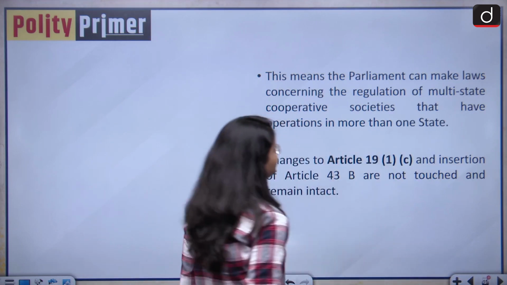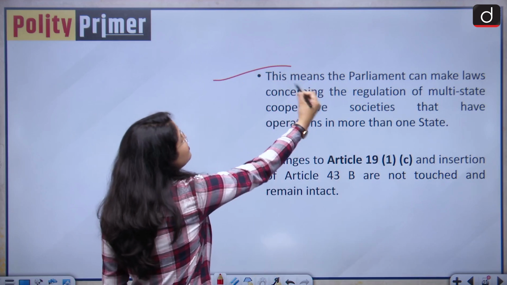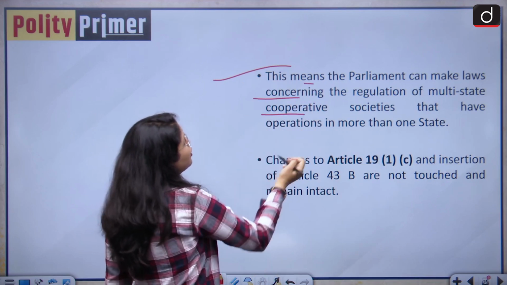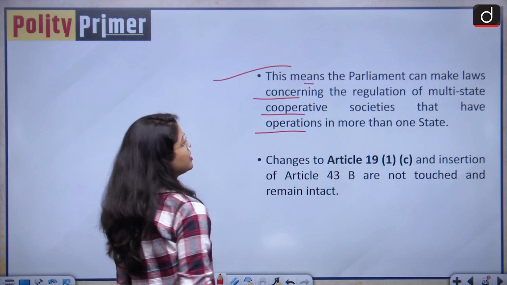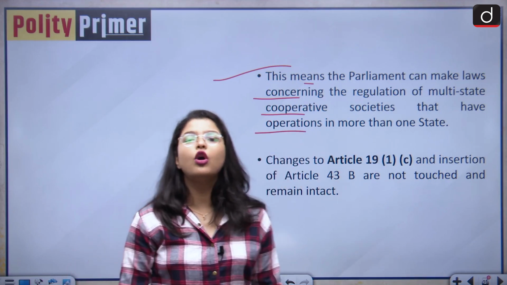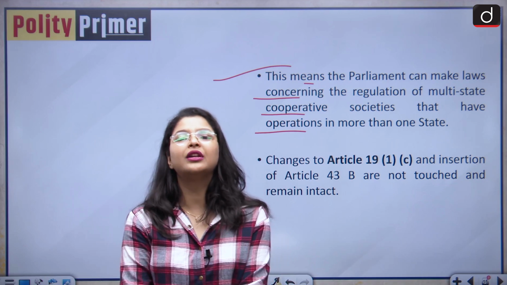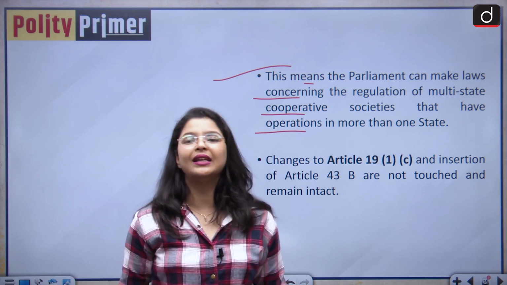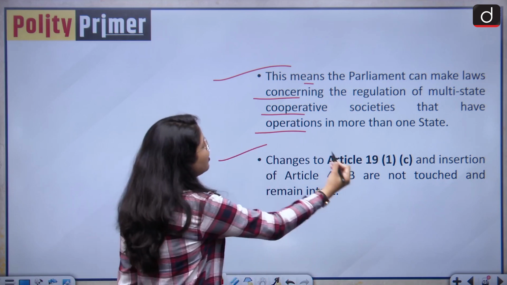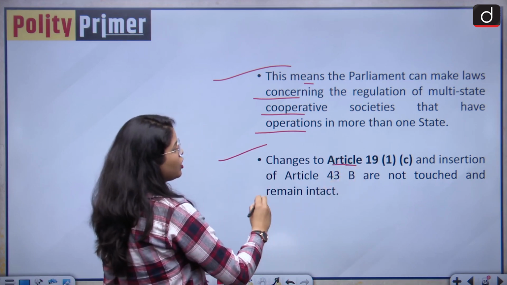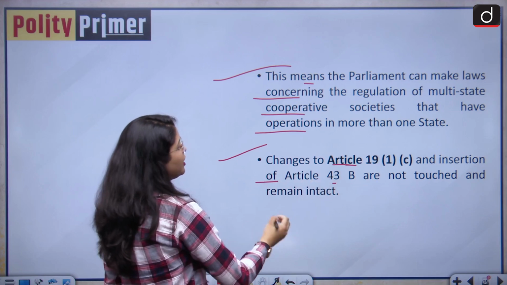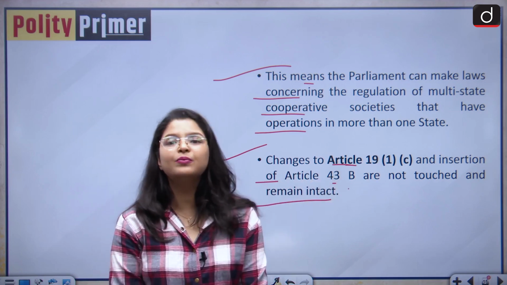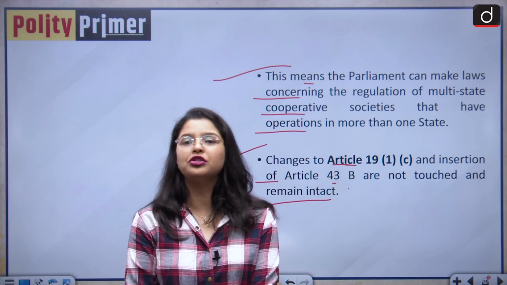Moving forward, this means that the Parliament can make laws concerning the regulation of multi-state cooperative societies that have operations in more than one state. So on this subject of multi-state cooperative societies, the Parliament's power to enact laws remains intact. Okay, and the changes to Article 19 Clause 1 Subclause C and the insertion of Article 43B are not touched and they remained intact. So these parts were not declared to be unconstitutional.